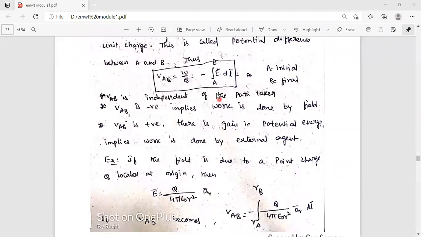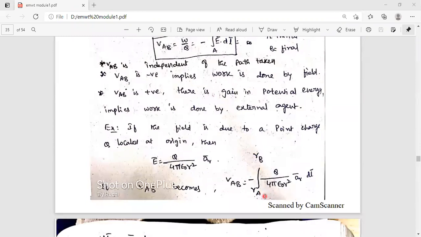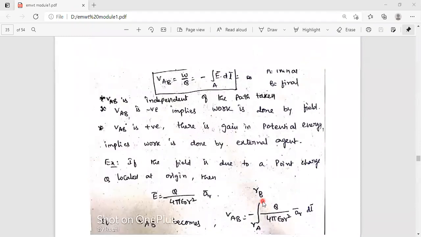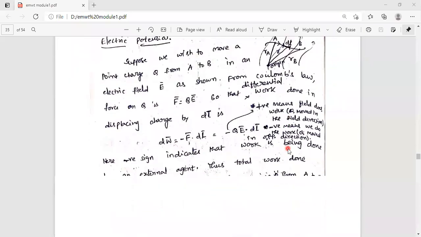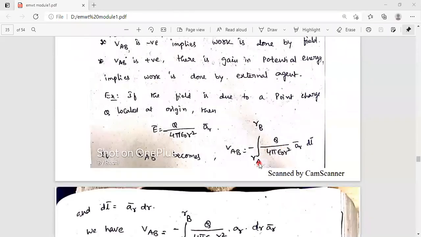Now substitute this expression here. So VAB equals minus integral A to B. Simply we are replacing A and B with position vectors RA and RB, because now we are considering there is another charge here, and this charge is moving from A to B. So write the position vectors for points A and B: this is RA and this is RB. Simply replace the limits RA and RB: minus integral Q by 4 pi epsilon naught R square AR bar dot DL bar. What is R here? The distance. And what is AR bar? The unit vector along that direction.